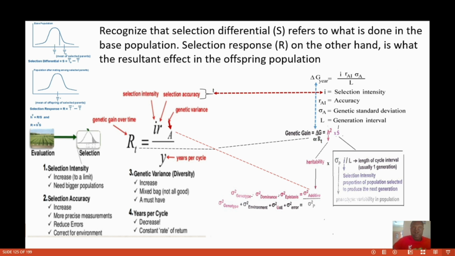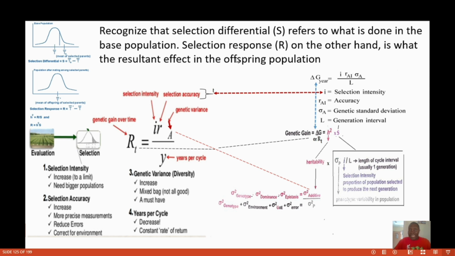I want at this point to have you recognize three important parameters. One is the selection differential. It refers to what is done in the base population. The base population is this one here. That's where you will choose your best parents out of a base population to cross. That is where we talk about the selection differential.